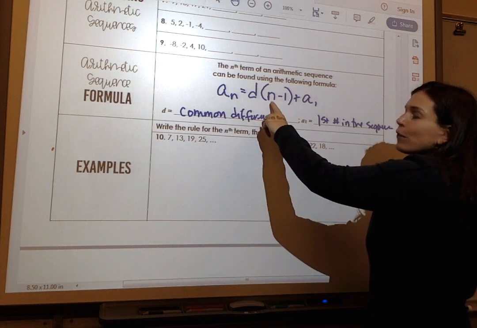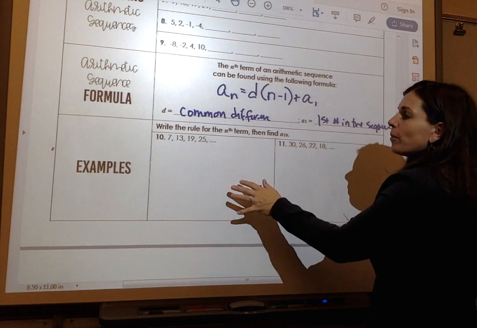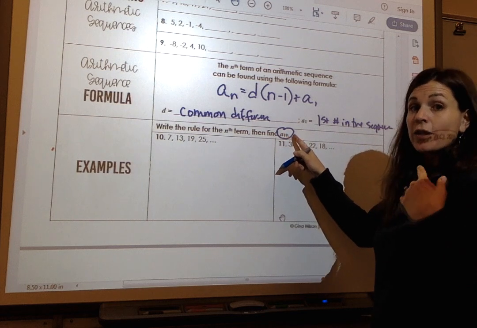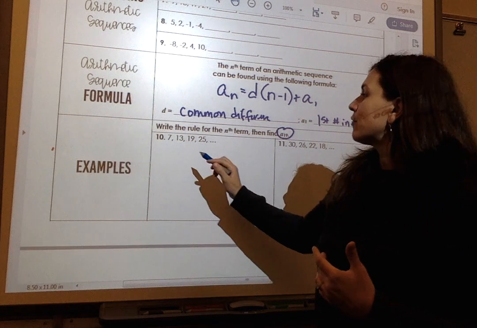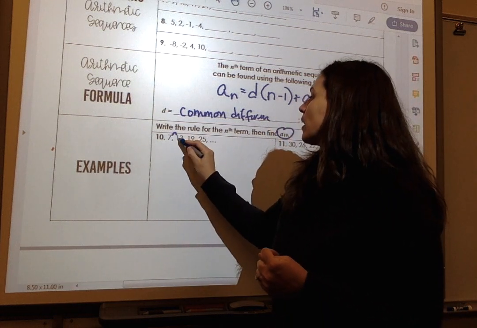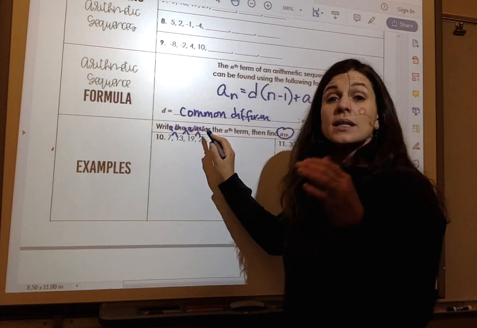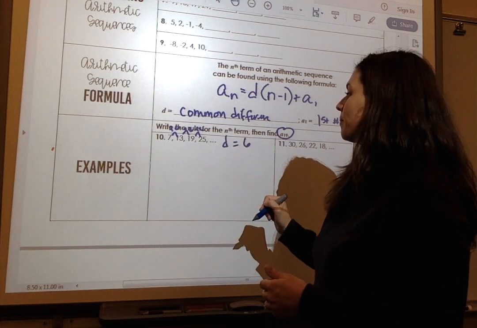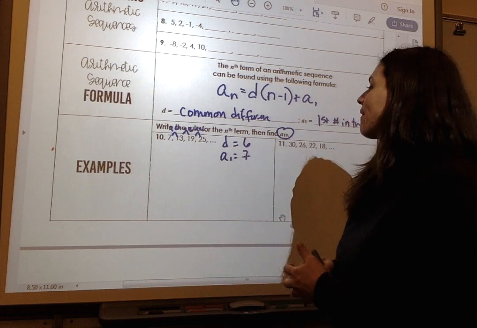So we're kind of looking for this N, and I'll tell you more about that in a second. So using the formula, it says find the 19th term. So now I'm looking for the 19th term, right? First, I'm going to find out, is it an arithmetic sequence? So I look, how do I get from 7 to 13? I add 6, add 6, add 6. So it's consistent. It is an arithmetic sequence. So I know that the D is 6. And I know that the first term is equal to 7.